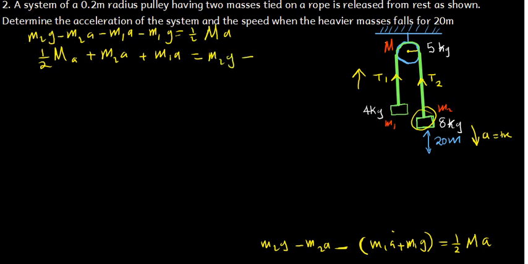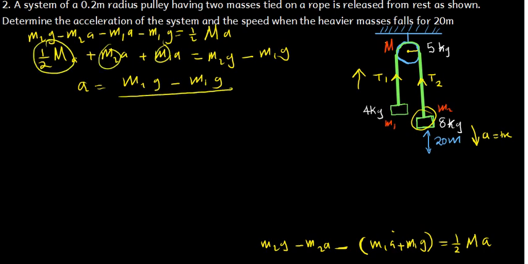M2G and then minus M1G. Factorizing out mass and dividing by the terms which remain, we are going to see that acceleration is equal to M2G minus M1G divided by, here we are going to have half M, M2, M1. So that will be half M plus M2 and then plus M1.